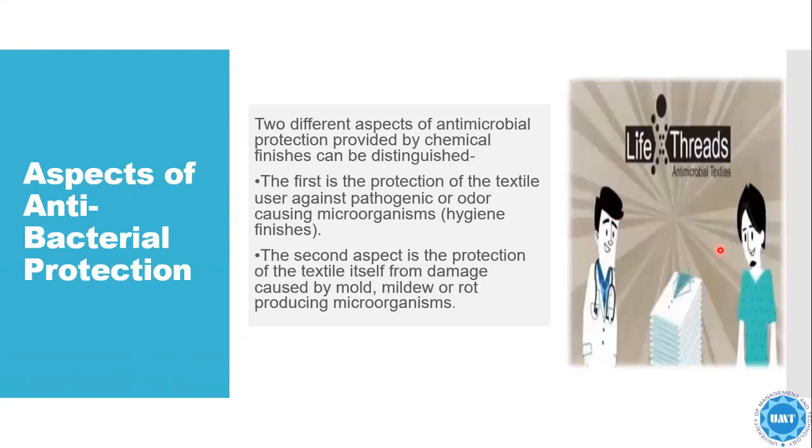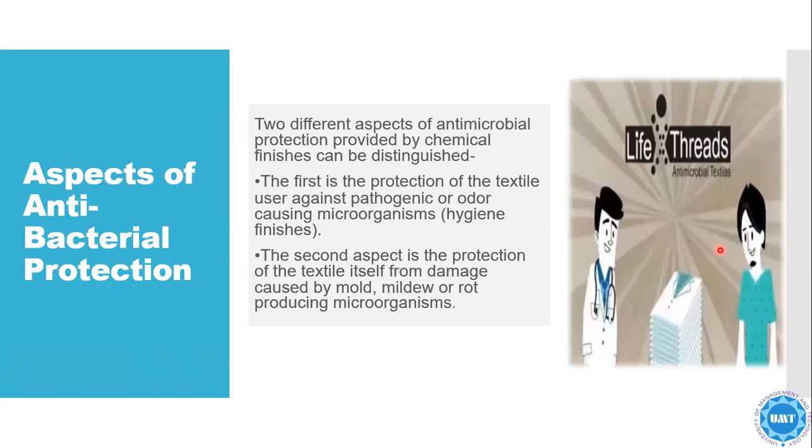What are the aspects of the antibacterial protection? Two different aspects of antimicrobial protection provided by the chemical finishes can be distinguished. The first is the protection of textile against pathogenic and odor-causing organisms, for the hygiene finishes.